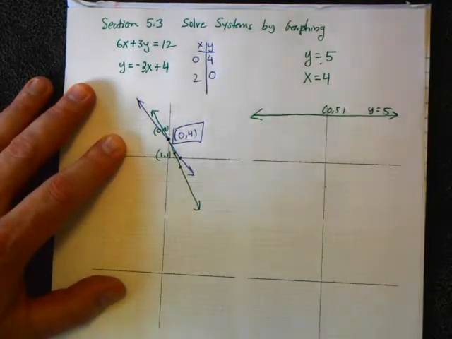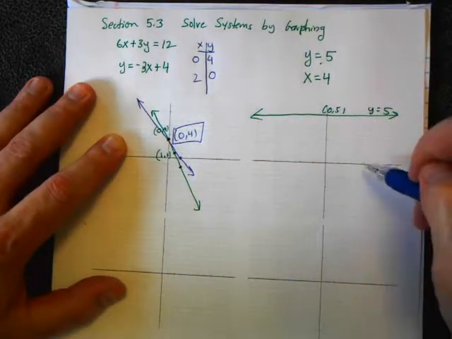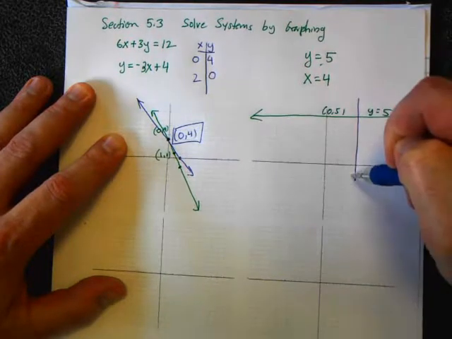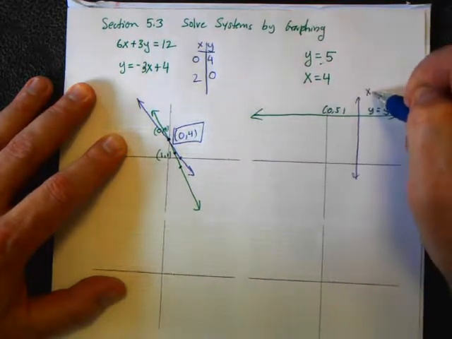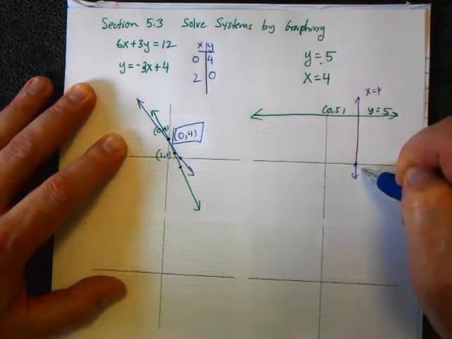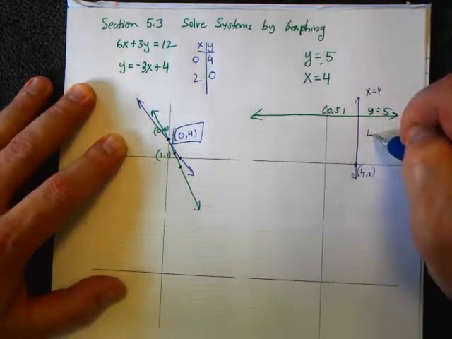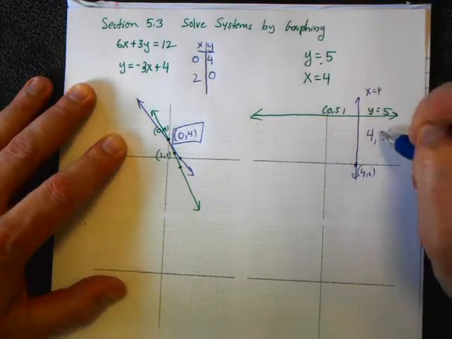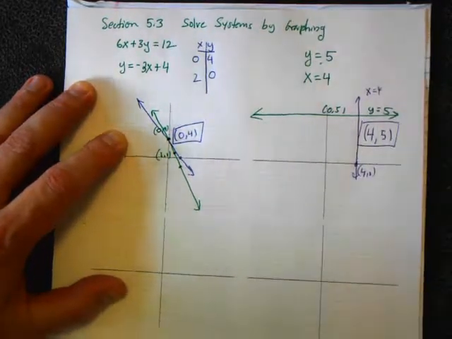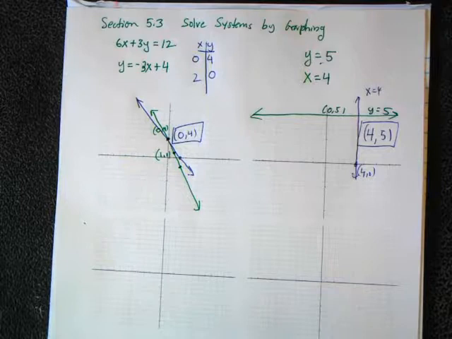And x equals 4 is what kind of line? It's a vertical line. It looks like this. X equals 4, so it goes through the point 4, 0. And you already told me the answer. The answer is 4, 5. No doubt about it. That's clearly where those two lines cross.